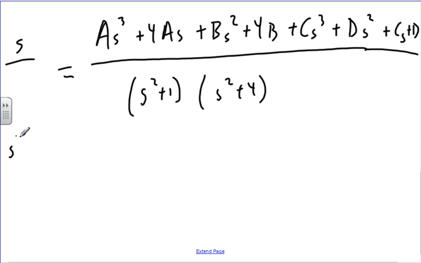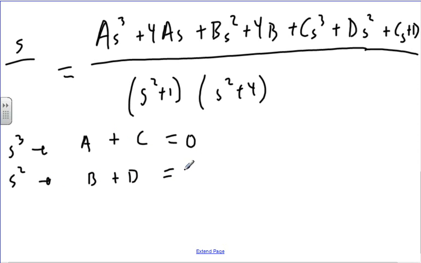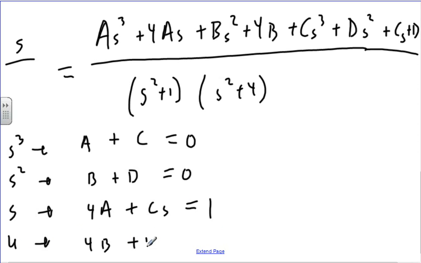So I look at the s squared term, and I look at the s cubed term. S cubed term, a plus c has to be 0. I look at the s squared term, b plus d has to be 0. I look at the s term, 4a plus c has to be 1. I look at the unit term, 4b plus d has to be 0.